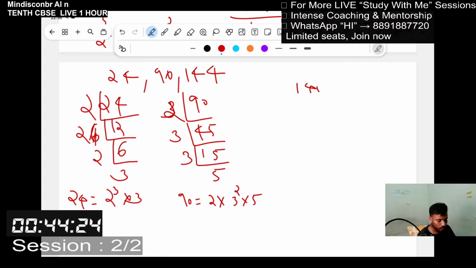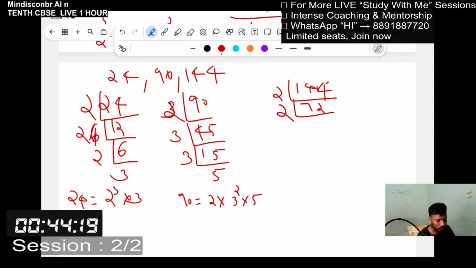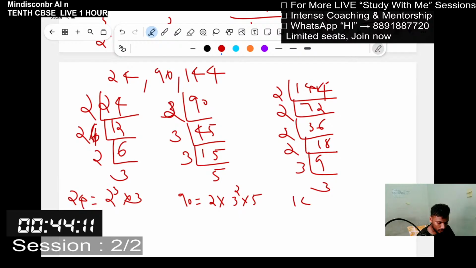Then 144: 2, 72, 2, 36, 2, 18, 2, 9, 3, 3. 144 is equal to 2 raised to 4 into 3 square.